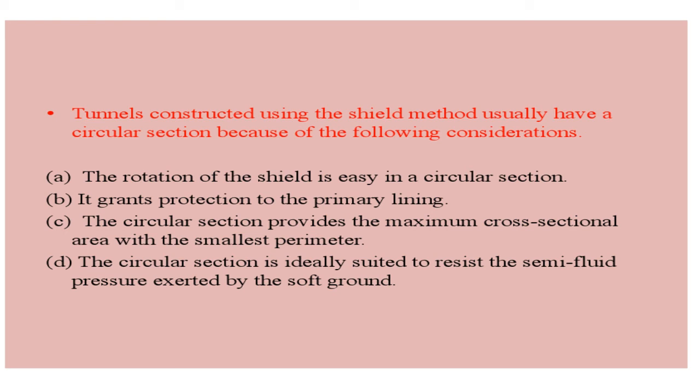We know that a driving force is to be given while the machine moves inside the tunnel. For cutting, it is in contact with the soil, so frictional force will come as a hindrance to the forward movement. So it is always preferable that for the maximum cross-sectional area, you have the smallest perimeter. So again, the circular cross-section is preferred. It is also ideally suited to resist the semi-fluid pressure exerted by the soft ground. So these are the reasons why a circular section is preferred.